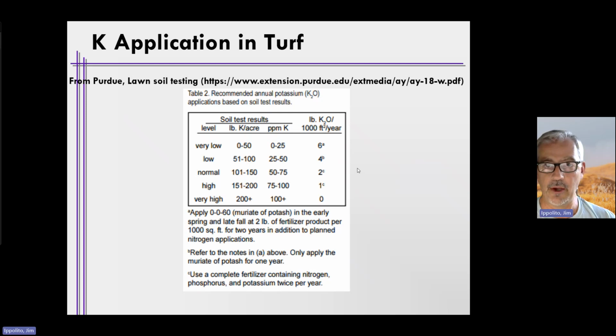So let's stop here with our discussion on how to apply potassium to systems.